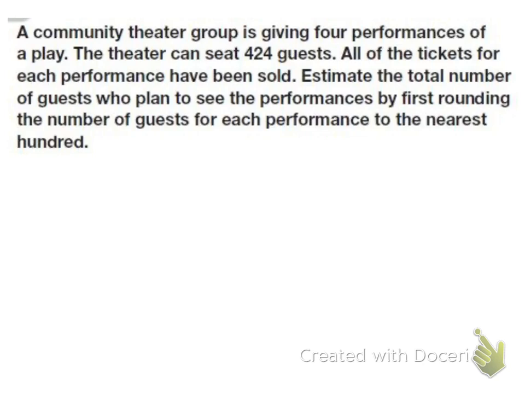On this next problem it says a community theater group is giving 4 performances of a play. The theater can seat 424 guests. All of the tickets for each performance have been sold. Estimate the total number of guests who plan to see the performances by first rounding the number of guests for each performance to the nearest 100. So we're going to take 424 guests and round this.